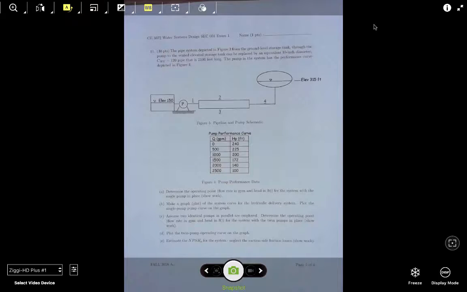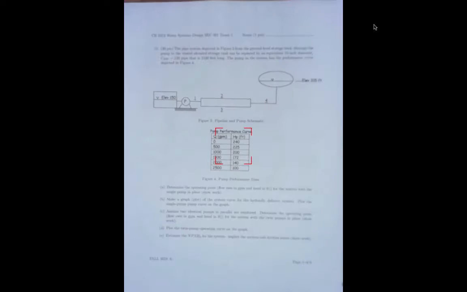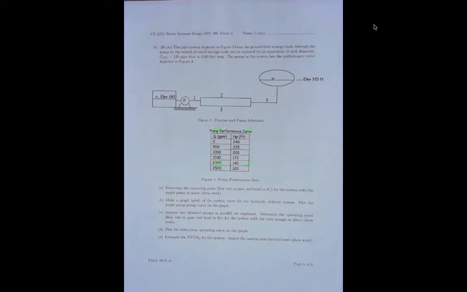Hello and welcome to a video where we're going to solve a particular pipe hydraulics problem. And this particular problem is shown here on the screen. Pipe system depicted below, from the ground level storage tank through a pump to a vented elevated storage tank, can be approximated by an equivalent 10-inch diameter Hazen-Williams coefficient of 120 pipe that's 2,100 feet long. The pump in the system has the performance curve shown.